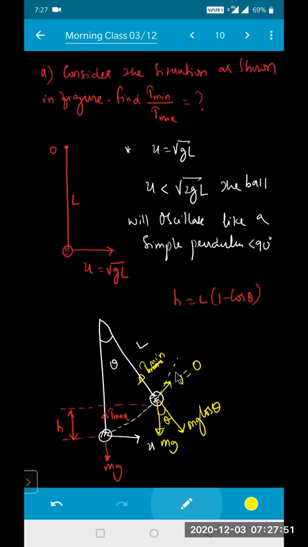Because here T max is mg, and here the tension is mg cos theta. If you multiply anything with cos theta, this value will become lesser than mg only. So that is the reason here we'll be getting the T minimum.